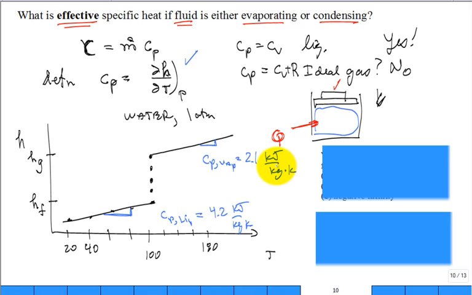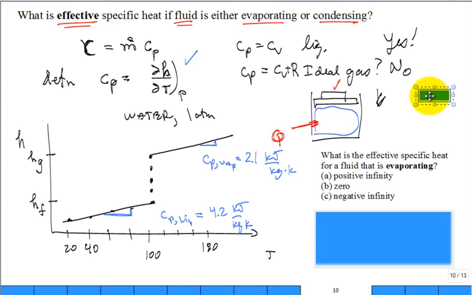Now we have time for a clicker question. You ready? Let's try it. Hopefully we get a lot right. What is the effective specific heat for a fluid that is evaporating? Where is it evaporating? Anywhere in this diagram. Where it goes from this point right here. What is that point right there? Saturated liquid to saturated vapor. Where is it evaporating? All right, so let me start the timer. What is the effective specific heat for a fluid that is evaporating? All right, so we're stopped.